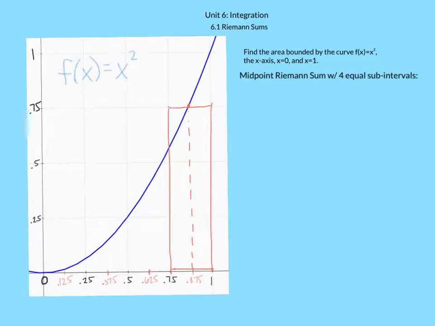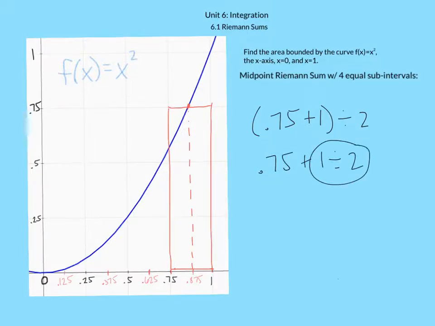Or when you add them together, please, for the love of everything math, make sure that you put it in parentheses, then divide by 2. If you don't put the parentheses, it does this first, and that is not good.